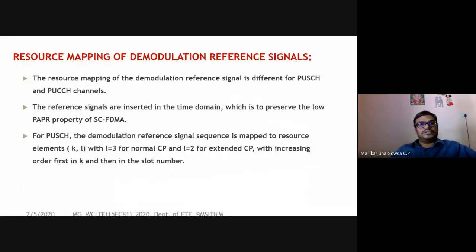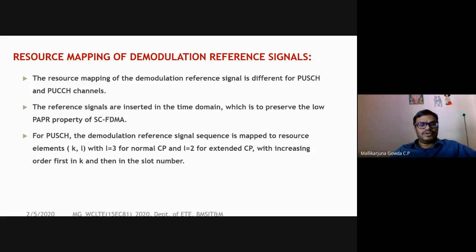Okay, so let us talk about the resource mapping of the demodulation reference signals. The resource mapping of the demodulation reference signal is different for physical uplink shared channel as well as physical uplink control channels. The reference signals are inserted in the time domain, in order to preserve the low peak to average power ratio property of SC-FDMA, single carrier frequency division multiple access.